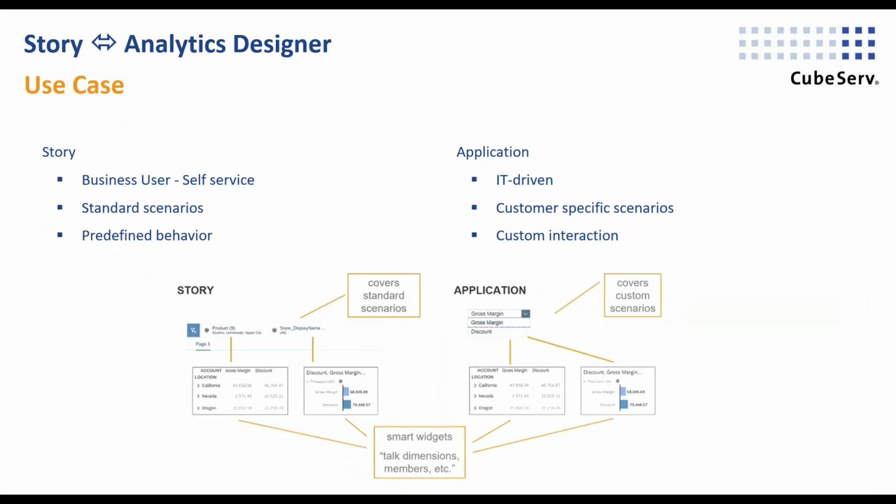Another important question is what is the difference between story and analytical application? Story we know as a self-service approach where business users can create visualizations by themselves, applying standard scenarios. All the components such as page filter, story filter, linked analysis, and others provide predefined behavior and it cannot be modified. That is why we need analytical application to be able to create specific scenarios where custom interactions and navigation elements are required.